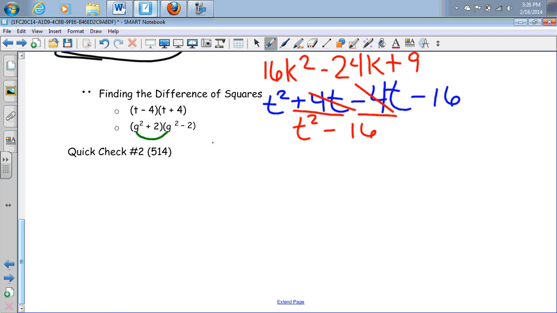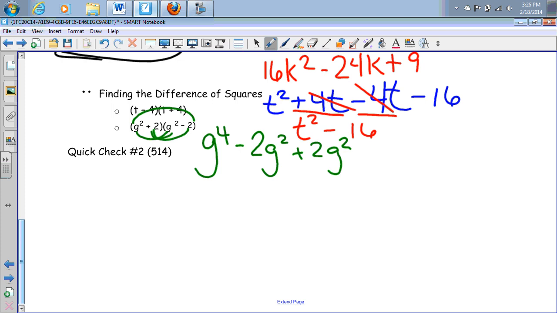First terms, g to the 4th. Outer terms, minus 2g squared. Inner terms, plus 2g squared. Last terms, minus 4. Simplify by combining our like terms. G to the 4th minus 2g squared plus 2g squared. Those will again cancel, so I'm left with minus 4. G to the 4th minus 4.